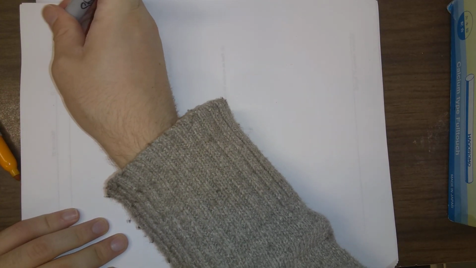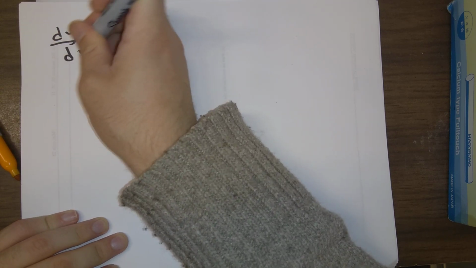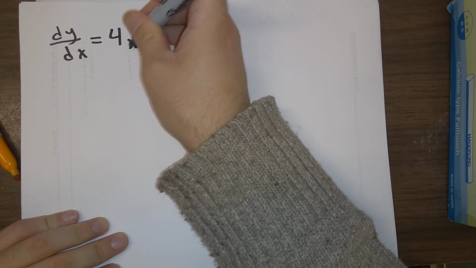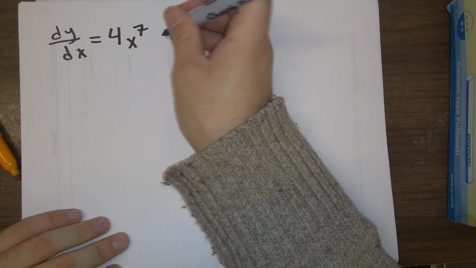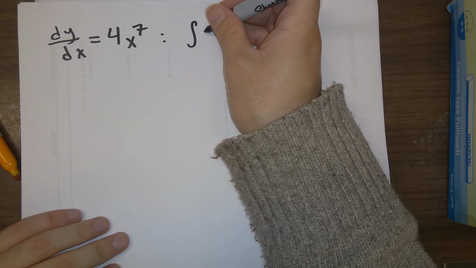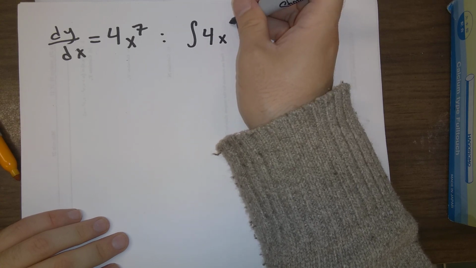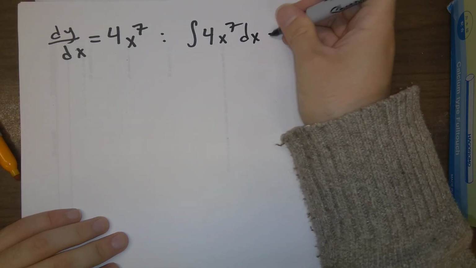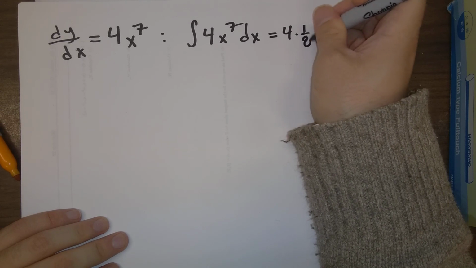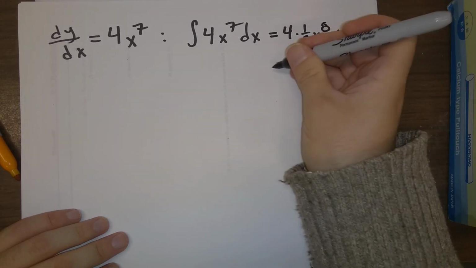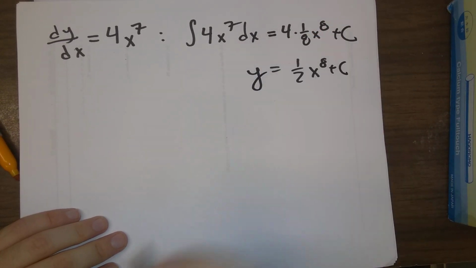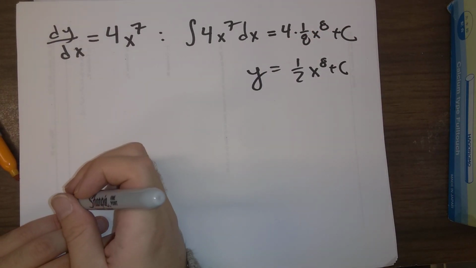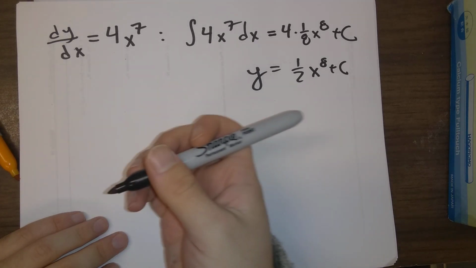Let's say that we have dy/dx is equal to 4x to the 7th. So we're trying to solve this. We know that the indefinite integral of 4x to the 7th dx is 4 times 1/8 x to the 8th plus c. So that is 1/2 x to the 8th plus c. This is our general solution.